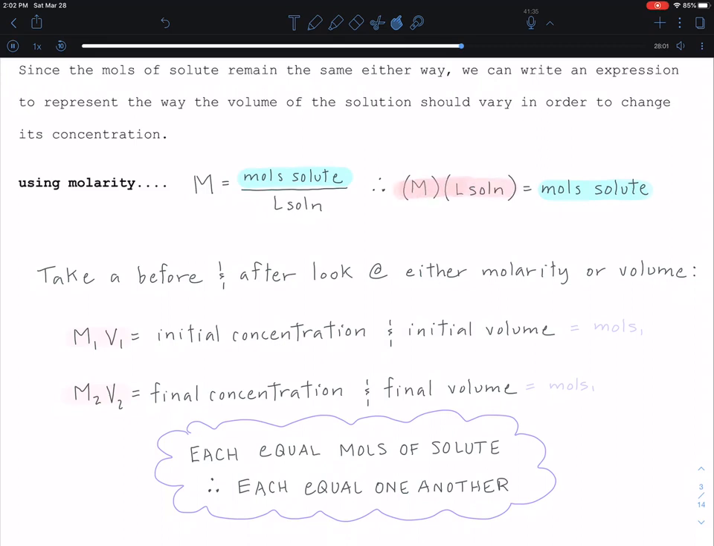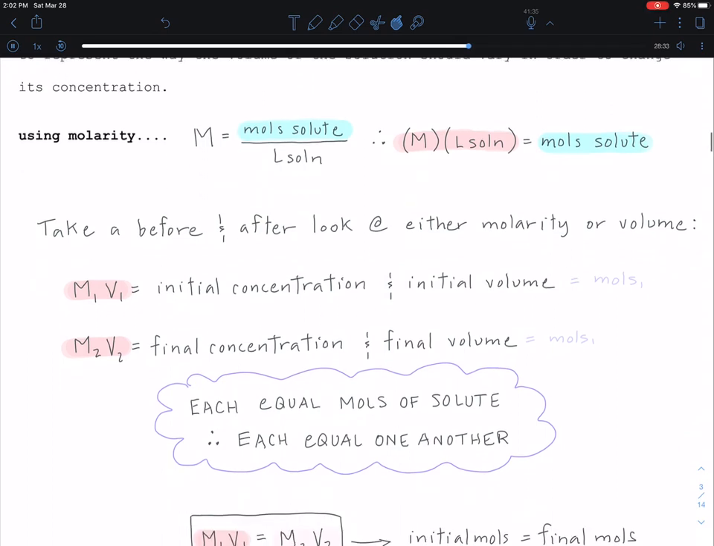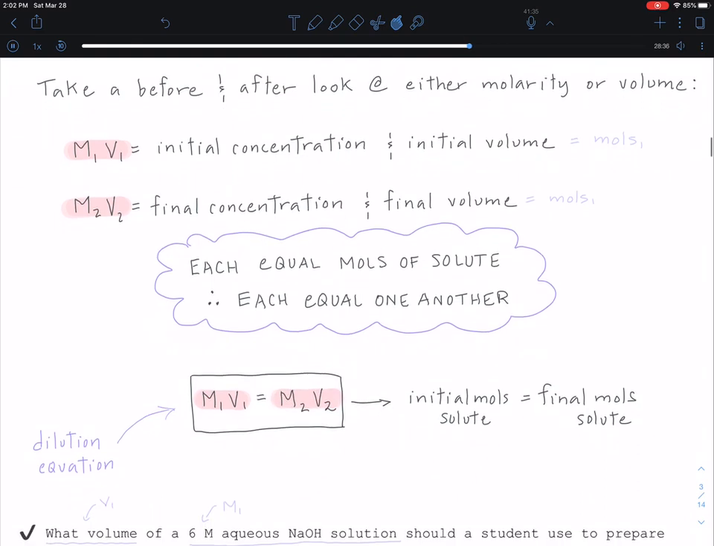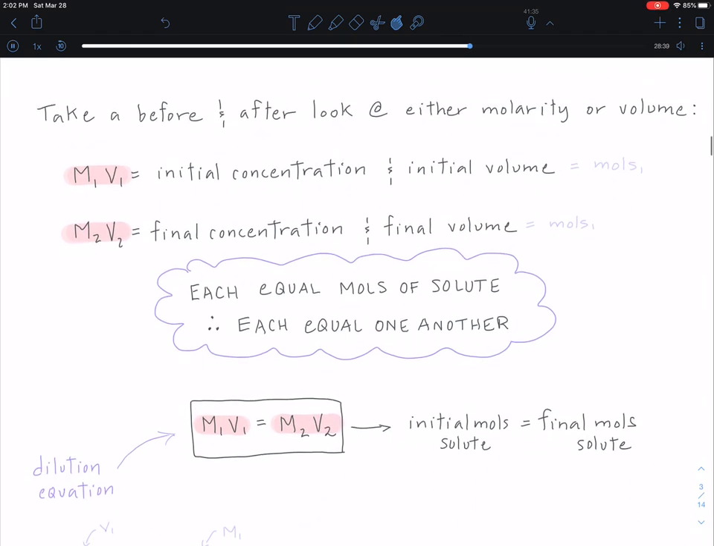the concentration times the volume. Then the concentration times the volume in the before snapshot are going to equal the moles of the solute in the before snapshot, and the concentration times the volume in the after snapshot are going to equal the moles of the solute in the after snapshot. And if we're telling you that the moles are not changing, then that means that the concentration times the volume in the before snapshot must also be equal to the concentration times the volume in the after snapshot. Two things that are equal to the same thing are equal to each other, right?